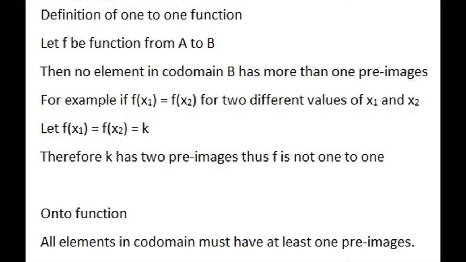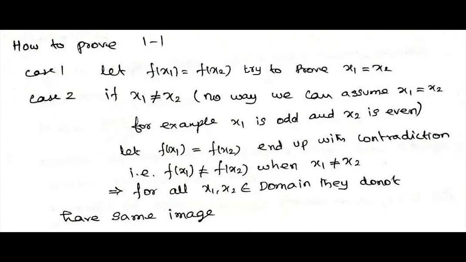And the definition of onto is that all the elements in the codomain must have a pre-image, at least one pre-image. It may have more than one pre-image, that doesn't matter. But all the elements in the codomain must have pre-images.